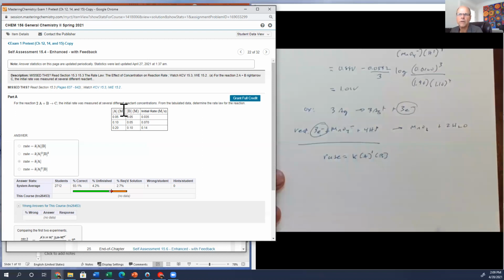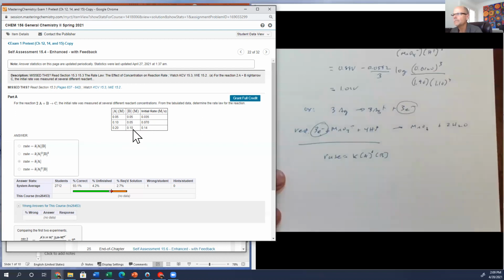If it was zero order, then you double the concentration, there would be no change in the rate. If it was second order, you would double the concentration and the rate would quadruple, right? So in this case, you double the concentration, double the rate, that tells you it's first order in A.